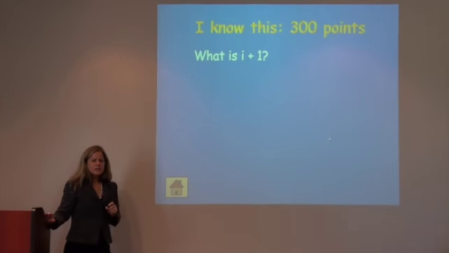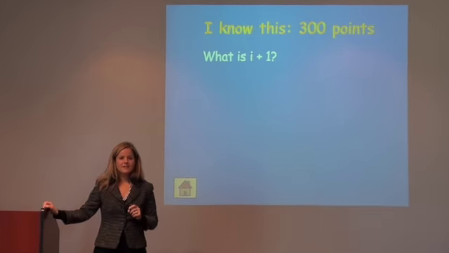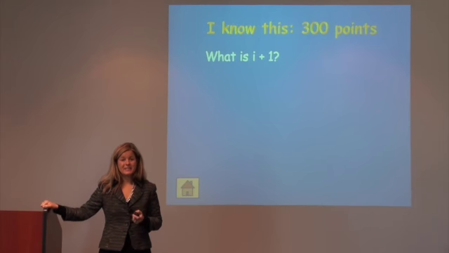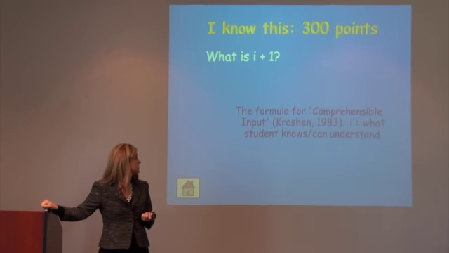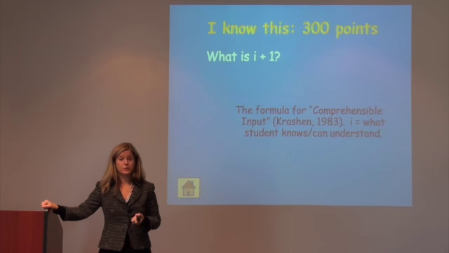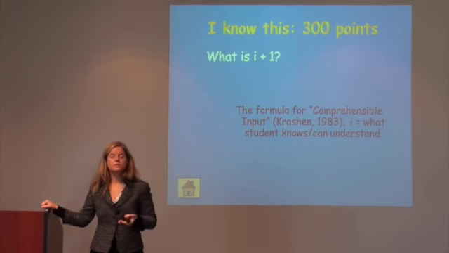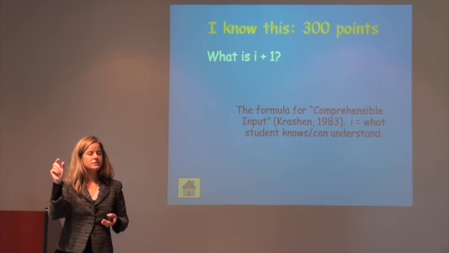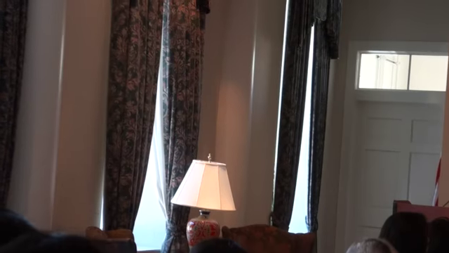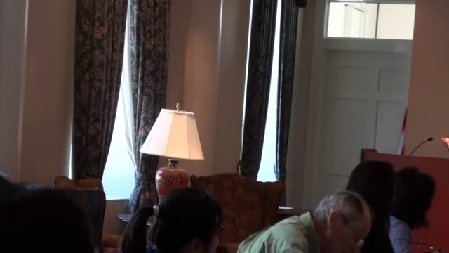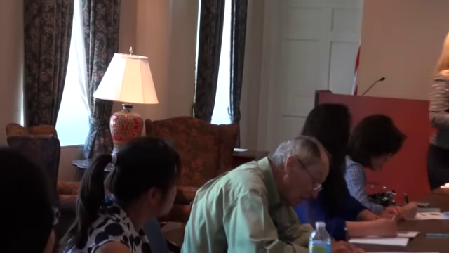Does this look familiar to anyone? I plus 1, Krashen, right? So this is the formula for comprehensible input, where I equals what a student knows or can understand, and then the plus 1 is just that little extra that we want to push the student with scaffolding, of course, with appropriate help so that they reach that next level.